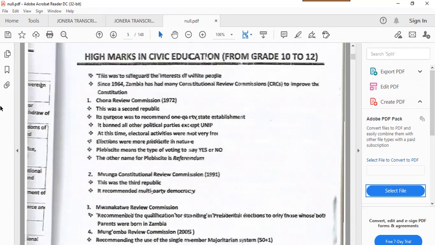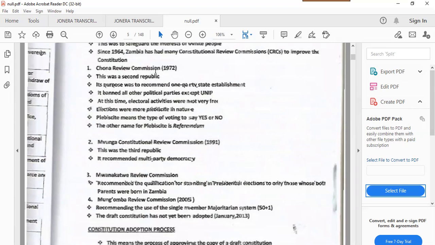However, we did fight. And since 1964, Zambia has had many constitutional review commissions, CRCs, to improve the constitution from the 1963 Neo-Nigerian constitution. For example, around 1972, these are some of the reviews that are important for us to know. The first one is the Chona Review Commission. This was in the Second Republic, and its purpose was to recommend a one-party state establishment.